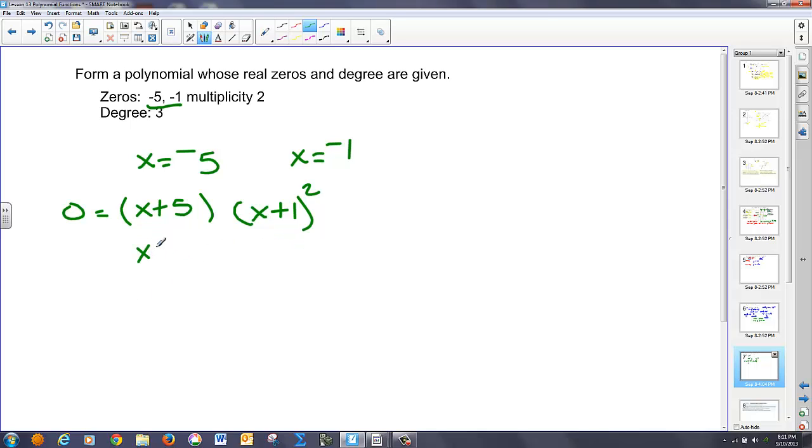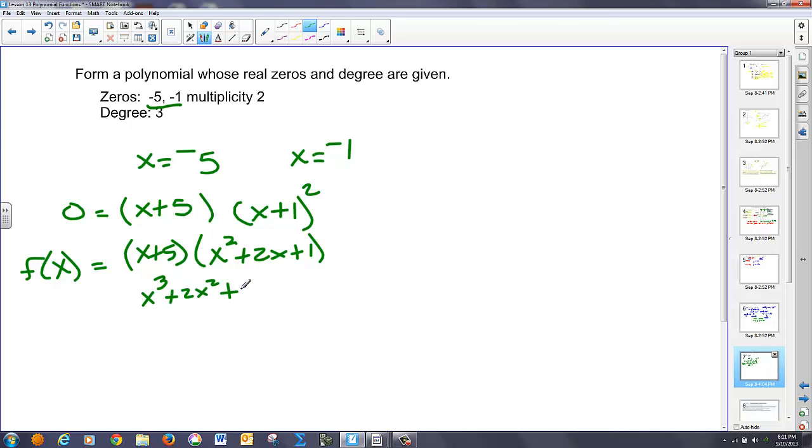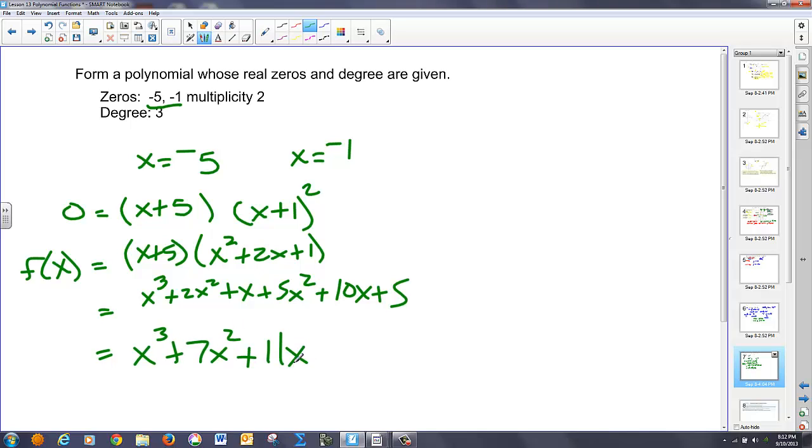So what I really have is x plus 5. And if I FOIL this out, I have x squared plus 2x plus 1. And if they wanted me to find the entire polynomial of f of x, I'd have to distribute all that through. So I'd get x cubed plus 2x squared plus x plus 5x squared plus 10x plus 5. And combining like terms, I get x cubed plus 7x squared plus 11x plus 5. And that's my polynomial.